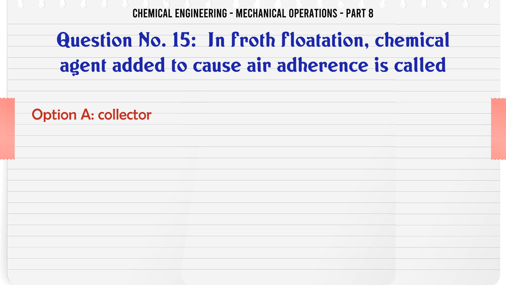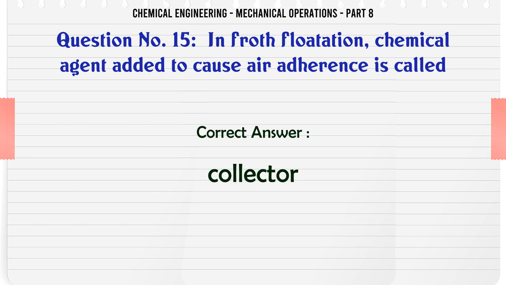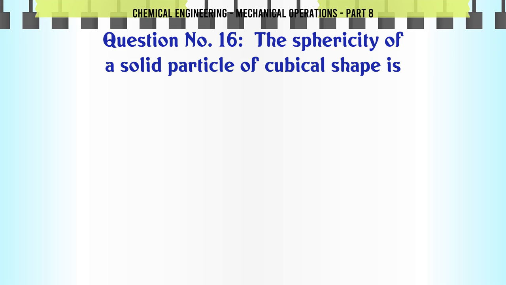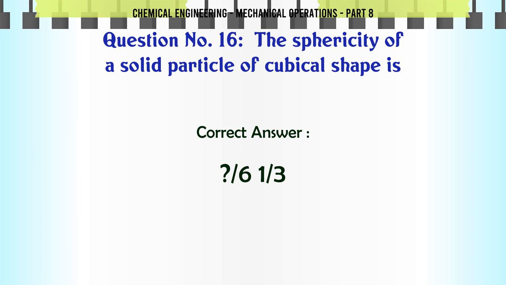In froth flotation, chemical agent added to cause air adherence is called A. Collector. B. Frother. C. Modifier. D. Activator. The correct answer is collector. The sphericity of a solid particle of cubical shape is A. B. 0.613. C. 0.612. D. 3. The correct answer is 0.613.